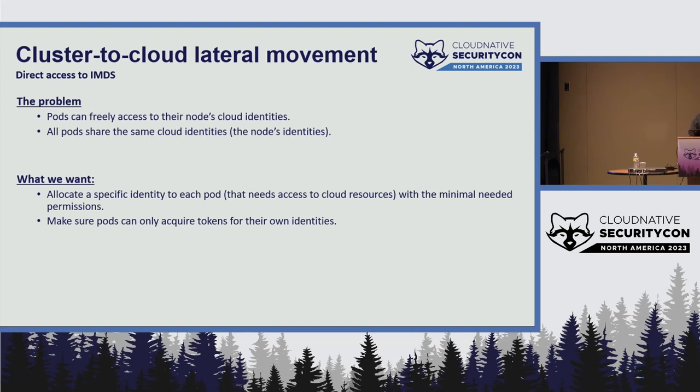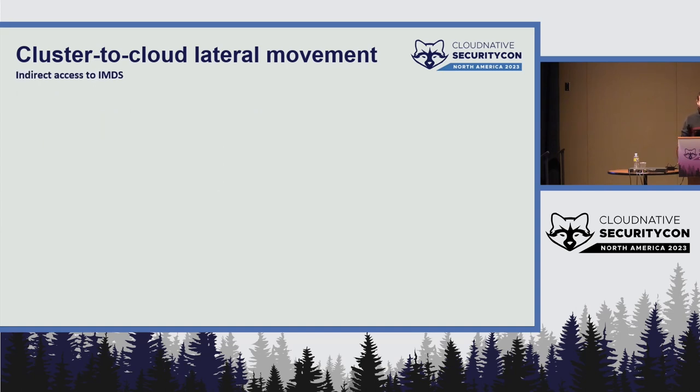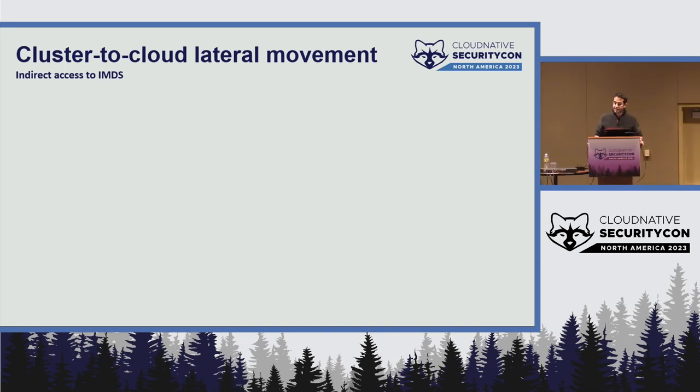So what problem did we just see? On the one hand, we saw that pods can freely access their node's identity, and we should probably want to limit that. But at the same time, in some cases, pods may need to legitimately acquire a token to support the workload they are running. So we want to allocate a specific identity to each pod that needs one, and we want to make sure that pods have granular access to these identities. Luckily, this can be achieved, and we are going to see two concepts that serve this goal. The first one is indirect access to IMDS, and the second is federation of Kubernetes identities as cloud identities.